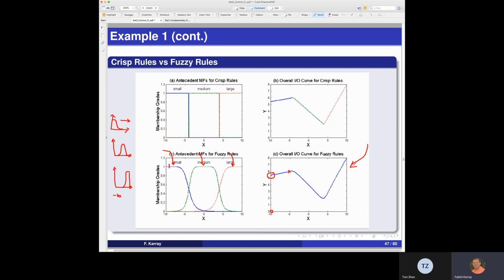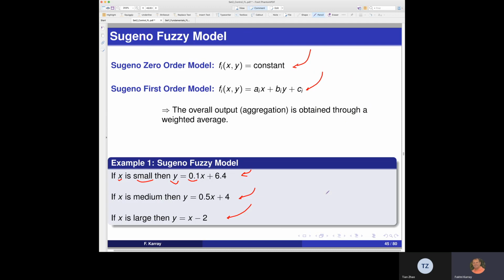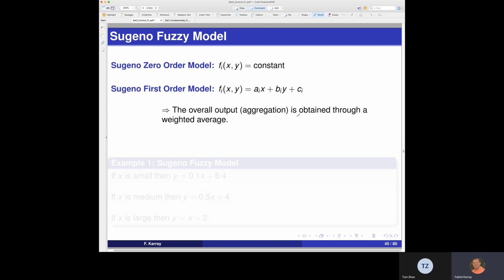If it were crisp rules, we would obtain a system that is not differentiable, as you can see here. For a system that is fuzzy, we have very smooth transitions between various points of the system. So this is what is known as the Takagi-Sugeno representation, which is the Sugeno representation, where the output of the system is not a membership function, as you can see, but a function of the variable.